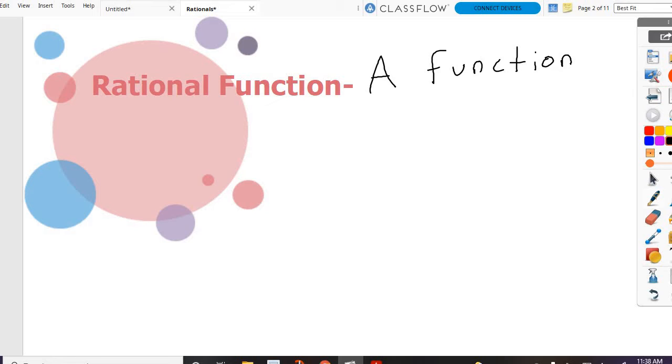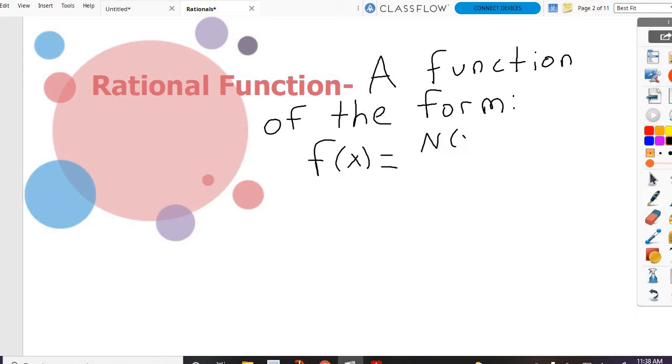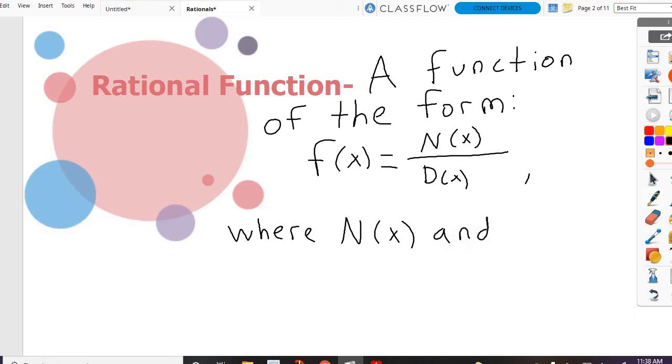Yes. It's expressible by a fraction. Yeah, we have to be able to write it as a fraction. Which is also true when we start adding in variables. So it's a function of the form, our function, f of x equals n of x divided by d of x, where n of x and d of x are polynomials.